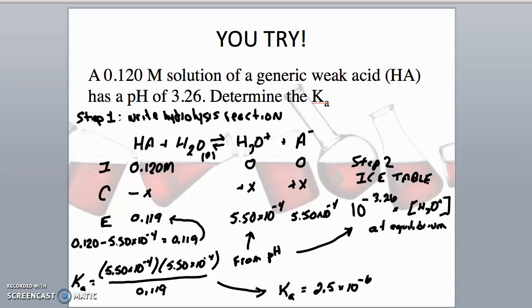X equals 5.50 times 10 to the negative 4. Once x is known, we can determine the equilibrium concentrations and write them into the equilibrium expression. The answer is 2.5 times 10 to the negative 6th. 2 decimal places in the pH means we'll have 2 significant figures in our answer.